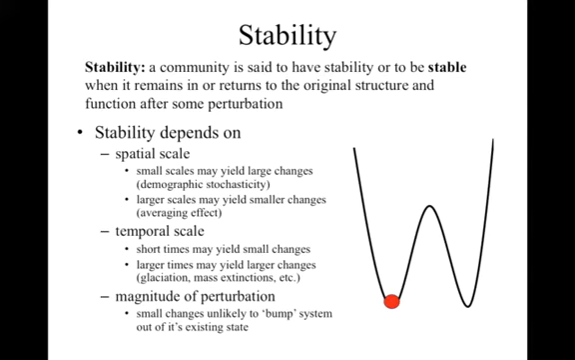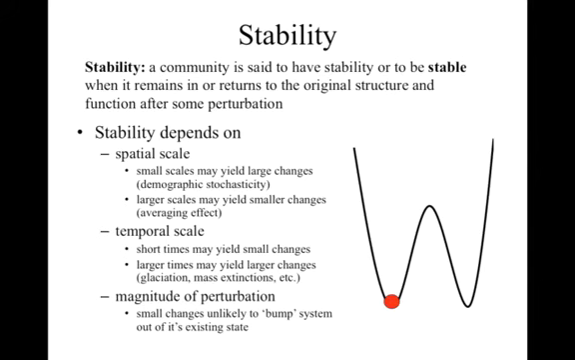The magnitude of the perturbation or the disturbance can also determine whether the system appears to be stable or not, or whether we think of it as stable. So small changes are unlikely to bump a system out of its existing state. So it's sort of at some stable equilibrium. But then big changes are likely to cause some complete dramatic change.